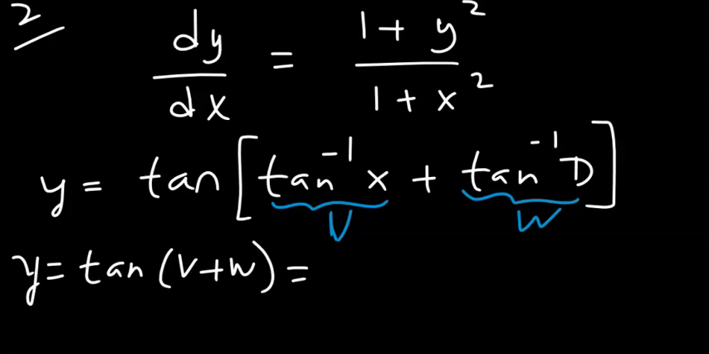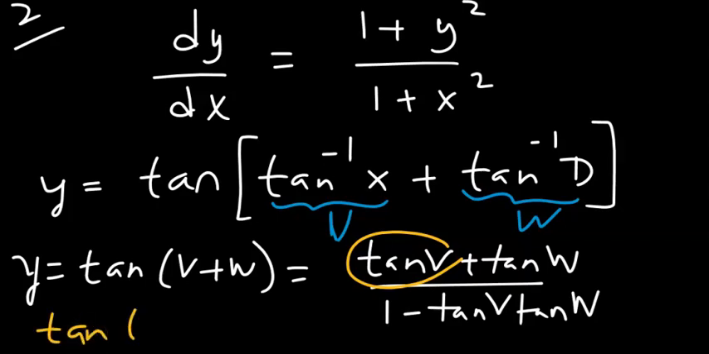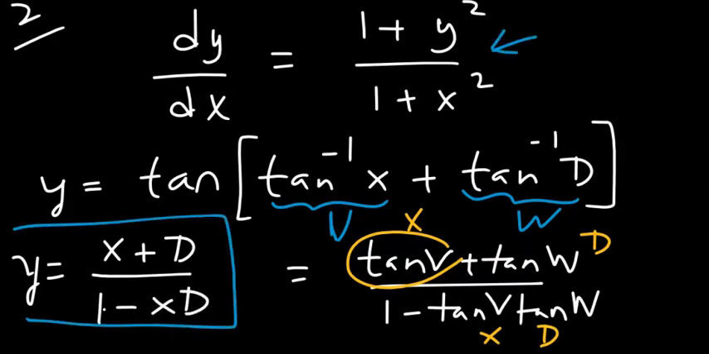From the trigonometric identity, we know it is just tangent v plus tangent w over 1 minus tangent v times tangent w. Tangent v is tangent of inverse tangent of x, which is just x. So the first term is x. Likewise, tangent w is just d. So y is just (x plus d) over (1 minus x times d). And that is the final answer to this differential equation.